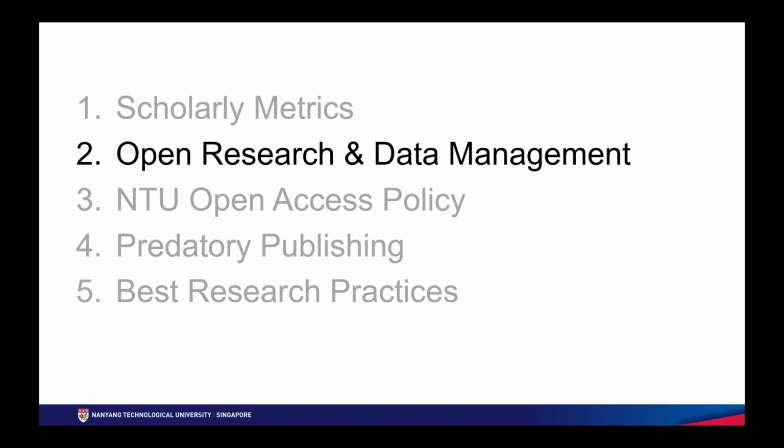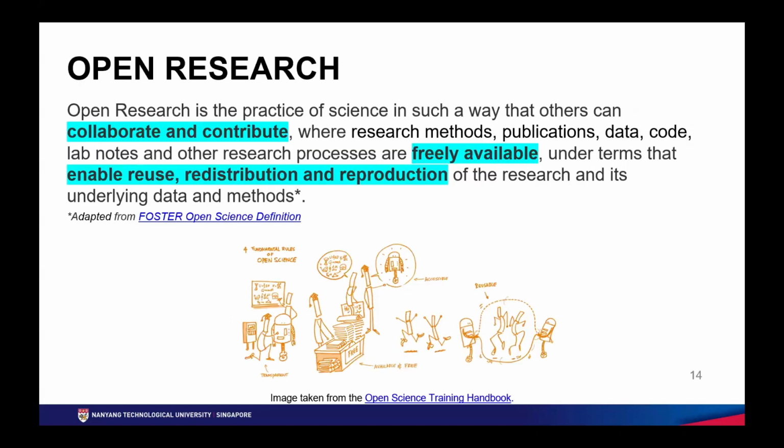Let's next talk about some movements or features of the research world that we should be aware of as researchers. One of these movements is open research. So let's take a closer look at what open research is and how research data management relates to this. Open research is where research is freely available on the internet for all to use. This opens up opportunities for collaboration where research can be reused, redistributed, and reproduced to benefit that particular field, industry, and so on.